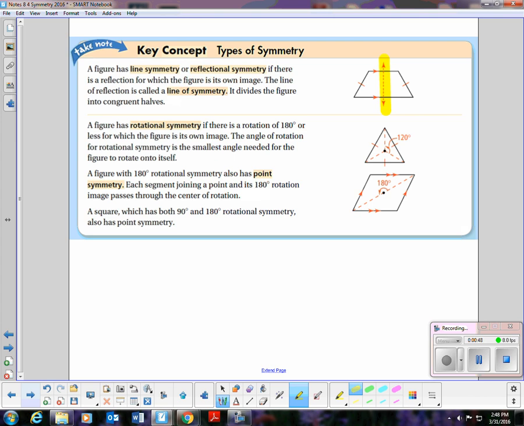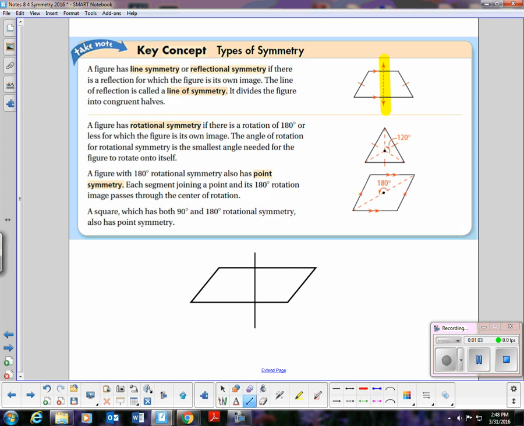Okay, rotational symmetry is something different. Rotational symmetry is more of if I have a figure and I can rotate it. Let's look at this one. If I take this figure right here and try to draw a line of symmetry right here, it doesn't divide this figure in half, because I couldn't fold it over and it'd be the same thing.